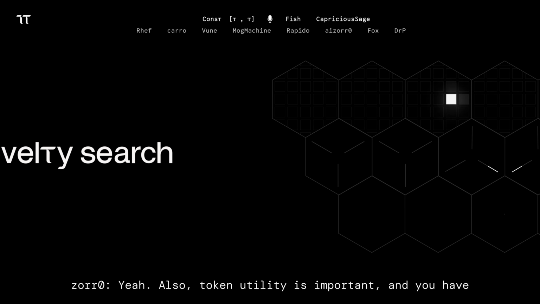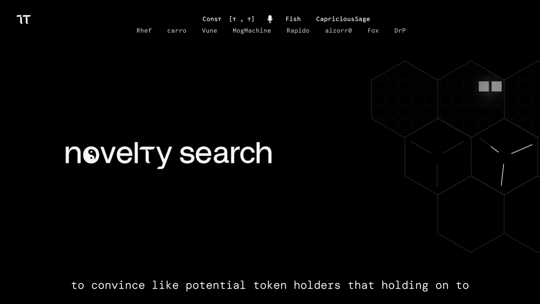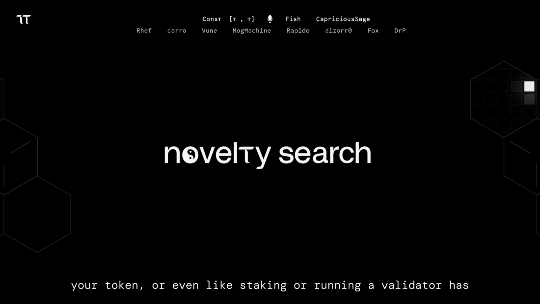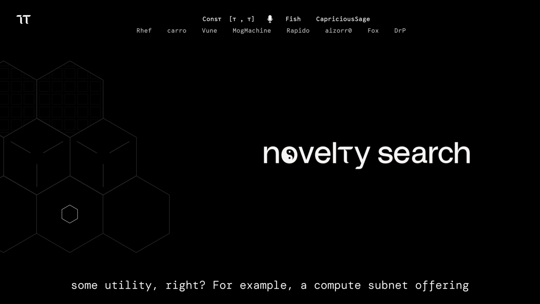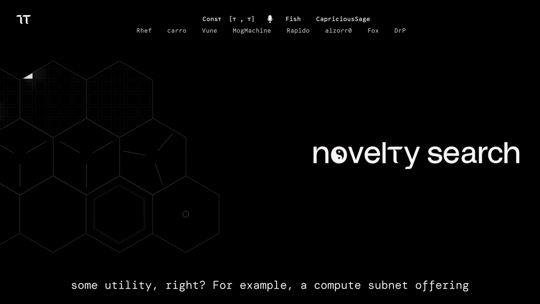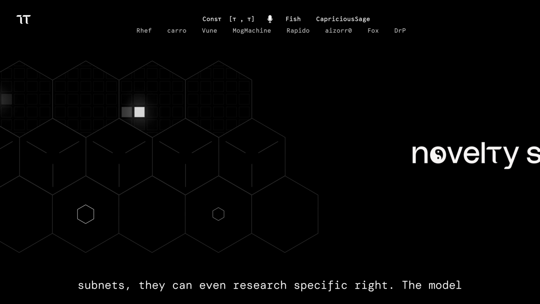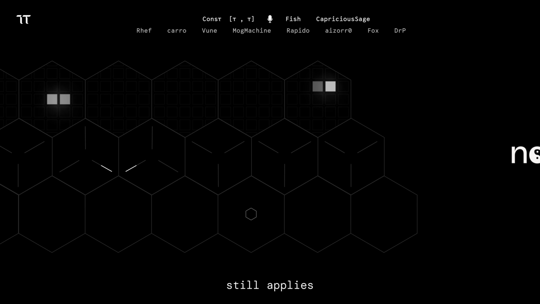Yeah, also token utility is important. And you have to convince potential token holders that holding onto your token, or even staking or running a validator, has some utility, right? For example, compute subnets offer access to compute, right? And the same thing for other subnets, they can even be research specific, right? The model still applies.